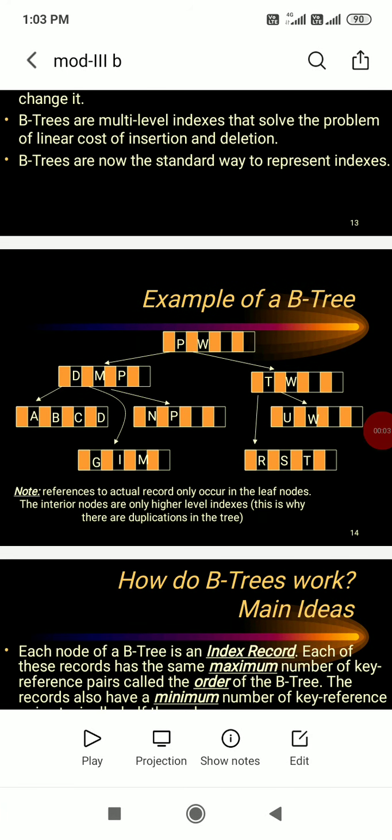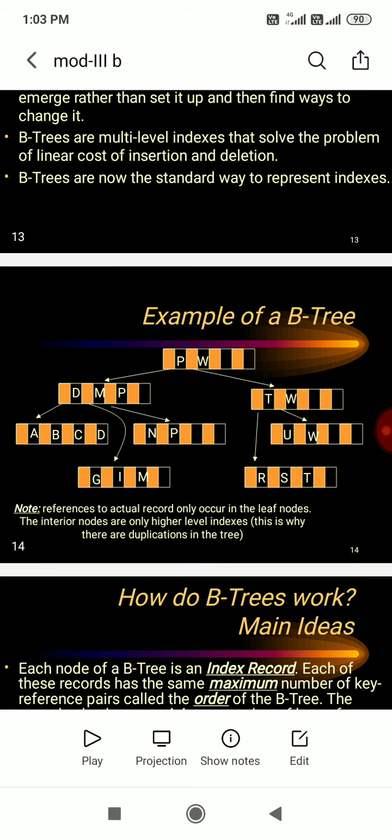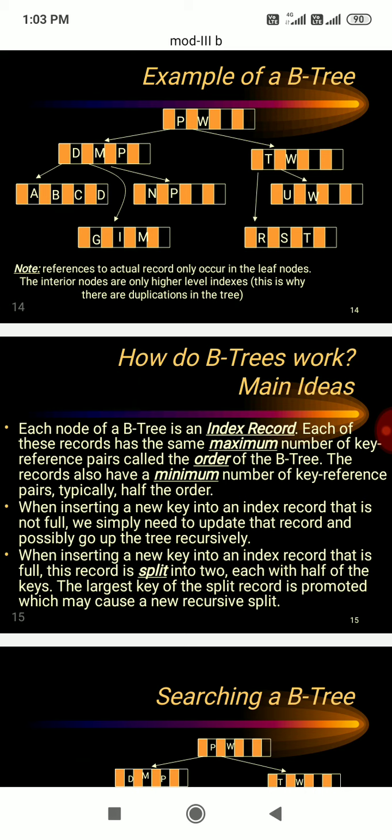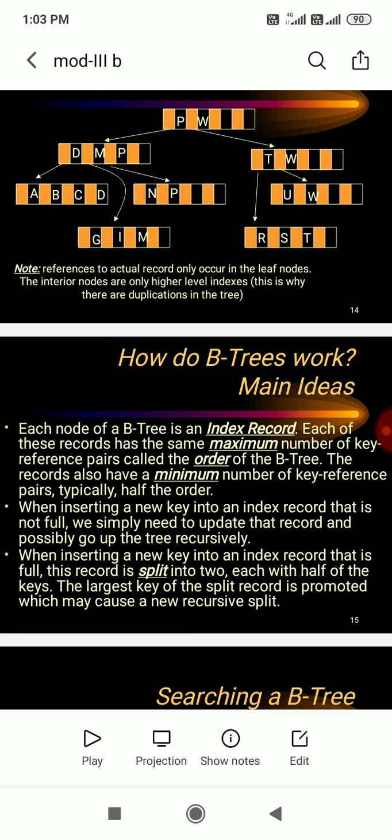So as I told, P is the promotional key element of the first level node, and similarly W is the promotional key element of the right-hand side. So here the first level is called the root node, and the next level is the child nodes. See, in both the child nodes, the highest element will be taken as the upper level key. So this way, when we go on creating the next level node, we always take the highest element of that node to the next level, so that will be stored as an upper level key node.